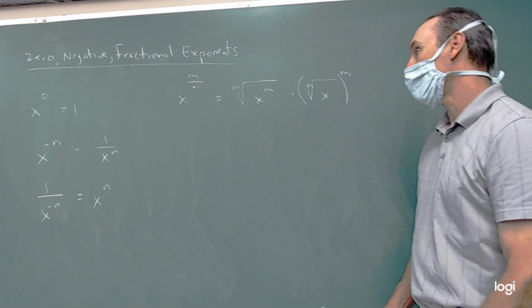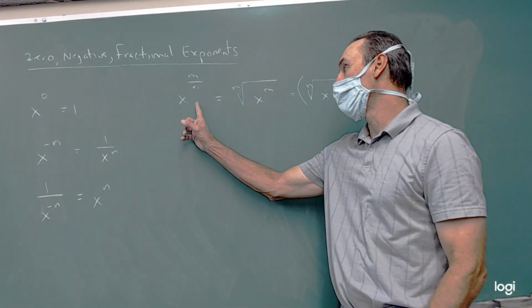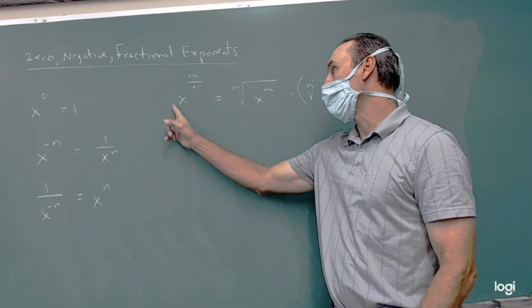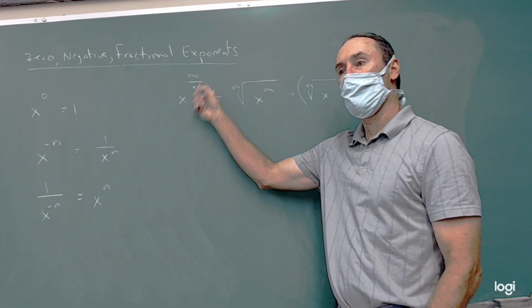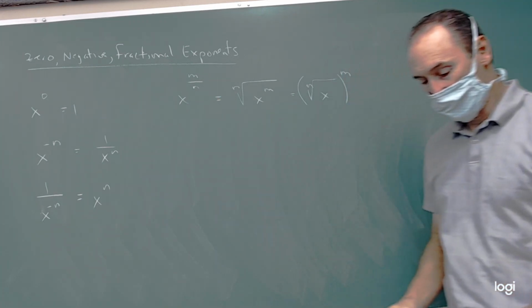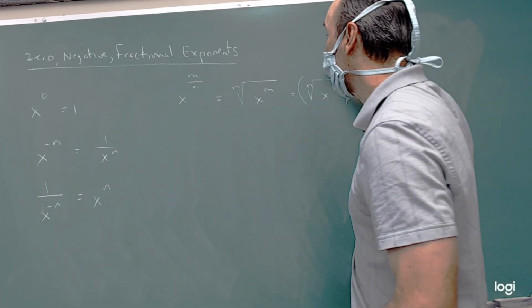And what I'm going to try to encourage you to do a lot of the time is, if this base is a number and we can write it as a power of something, look to do that as a way of simplification as well. So let's see some examples of this.